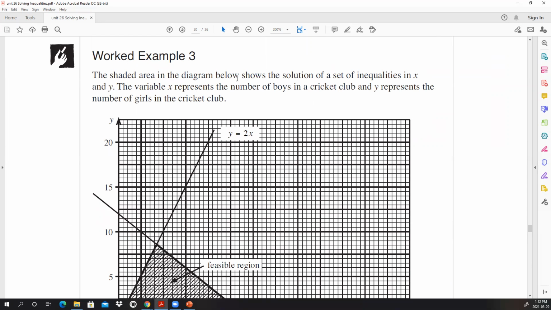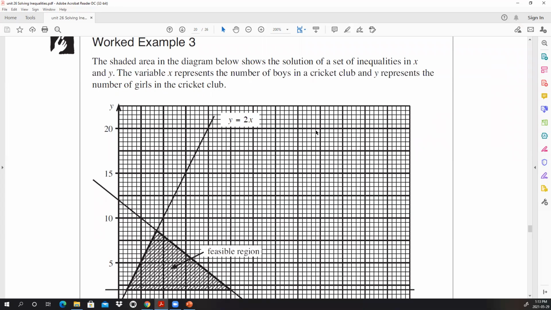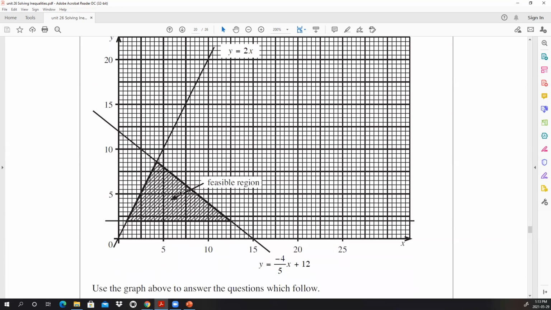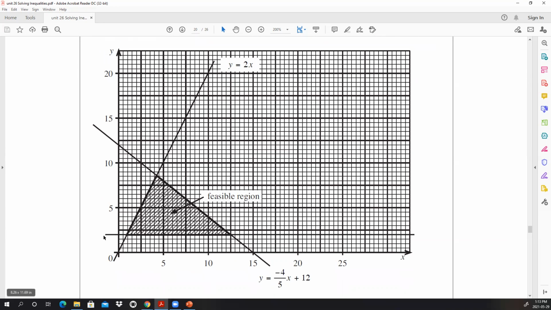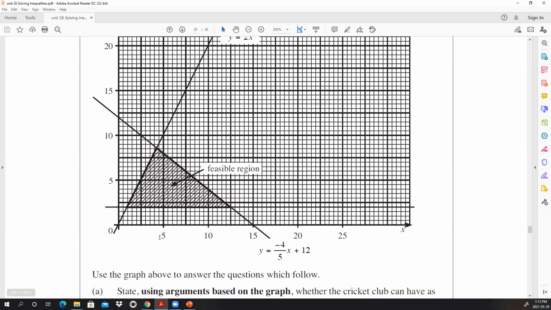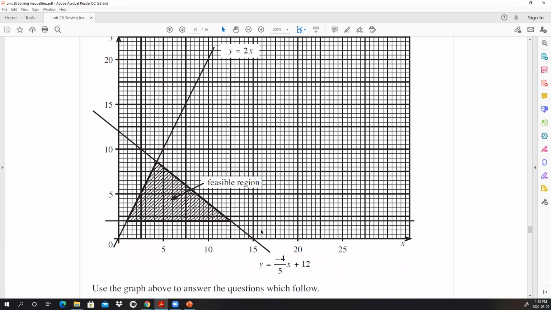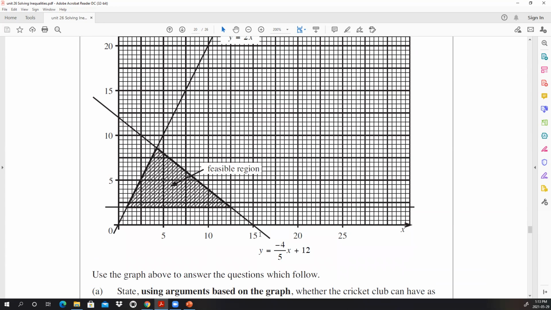The shaded region in the diagram below shows a solution of a set of inequalities in x and y. The variable x represents the number of boys in a cricket club, and y represents the number of girls in the cricket club. So to show the feasible region here, you have this is y equal 2x. So I guess this is 2x being greater than y, so that it goes over here. And then I have 15, some other function. So see there, this one right here.